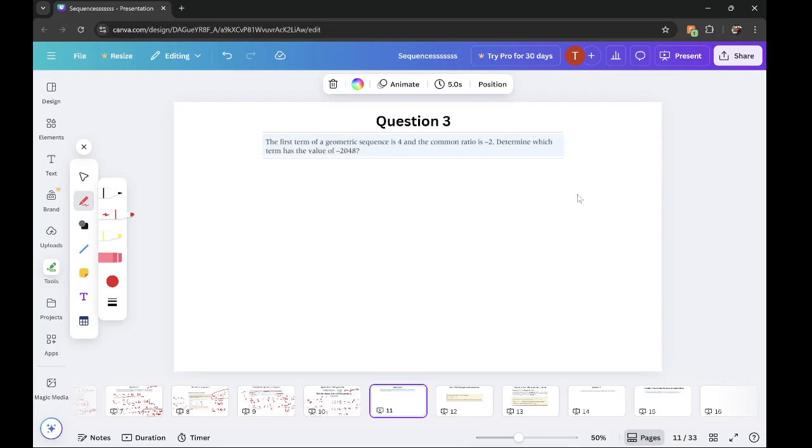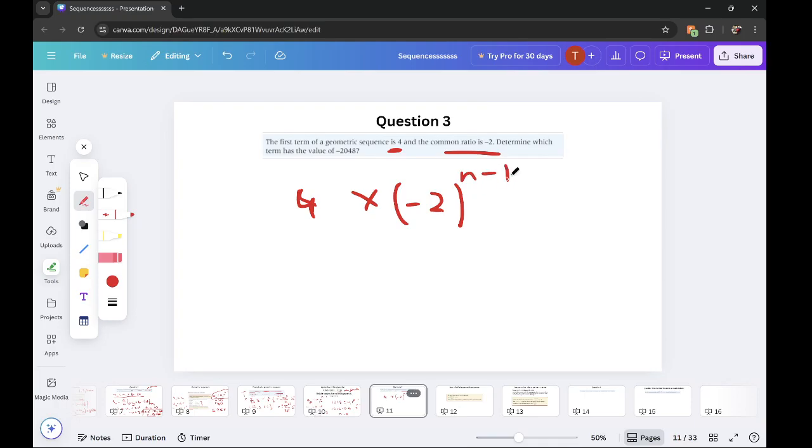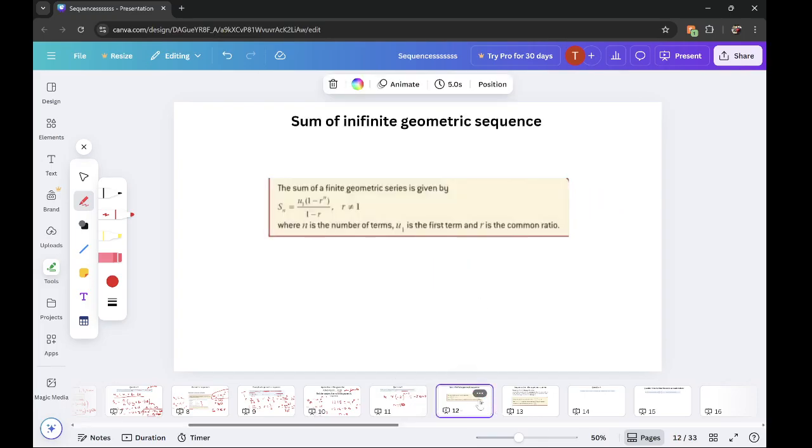Now this one I'm not going to explain, simply for the purpose of the video, so that we can move on quickly. In this case, it's the same thing as the last question. 4 times minus 2, because they're giving you the common ratio is negative 2. First term is 4. So 4 times negative 2 to the power of n minus 1 is equal to minus 2048. Using the calculator, that's the only thing you need to do. n is equal to 10. Yes, now let's move on.